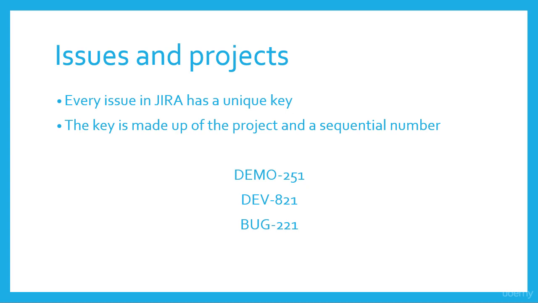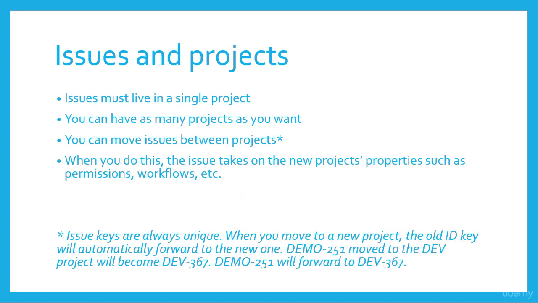You might have one called dev. So the project is dev, and that's the 821st issue inside of the dev project. You would then have another one, bug, that would be another project, and the 221st issue inside of that, and so on. The next one would be 222, 223. Essentially, it's just a unique way that Jira can track each one individually.